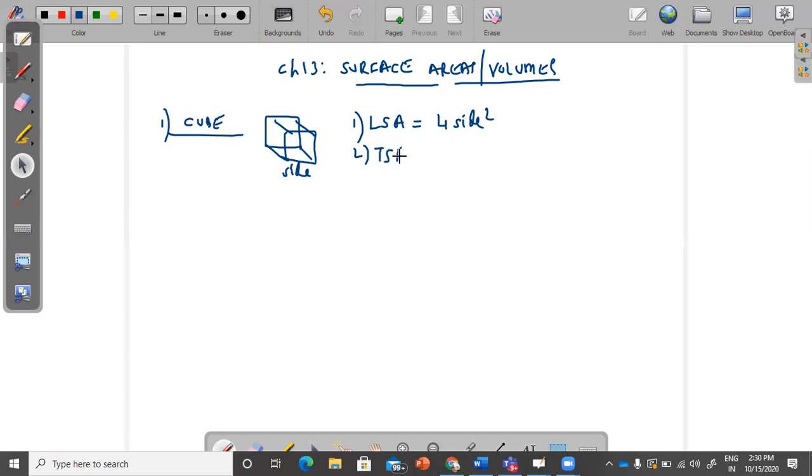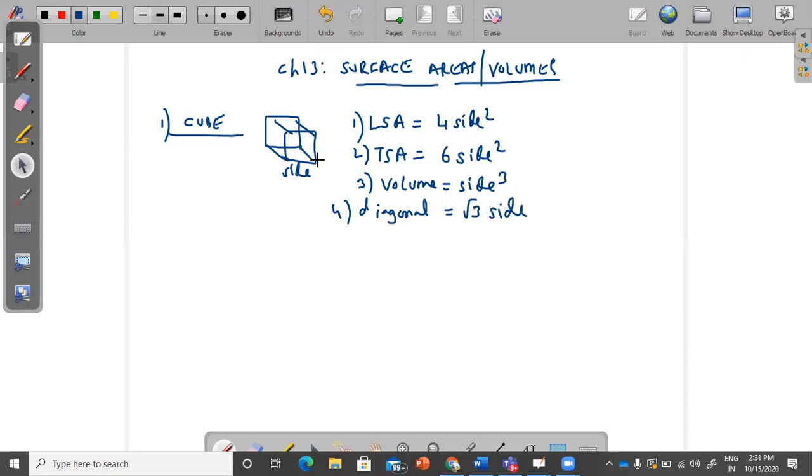And if the box is closed from all the sides, so all the 6 sides are closed, then we use the formula 6 side square. So this is called the TSA, which is called the total surface area. The volume of a cube can be found by using the formula side cube, okay, side cube. And diagonal of a cube can be found by using the formula root 3 side. Diagonal of a cube is root 3 side, okay.